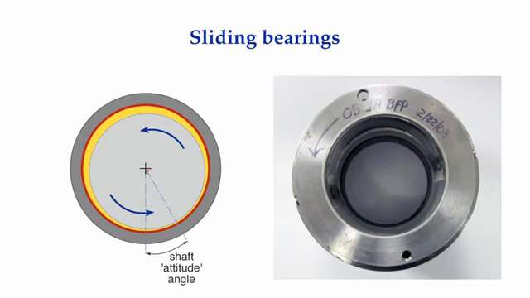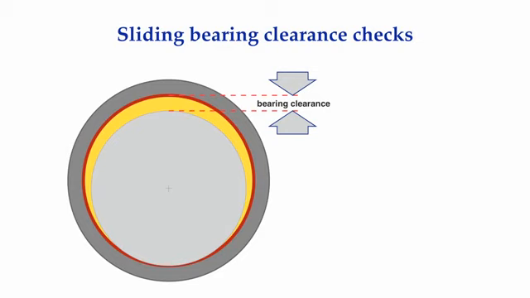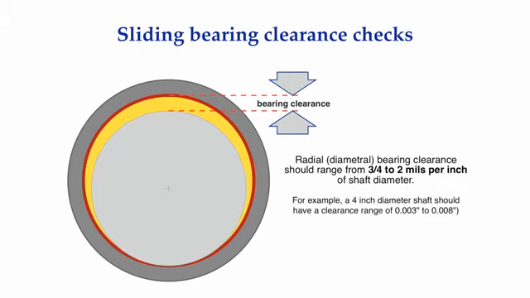Other common names for this type of bearing are journal bearings, plain bearings, Babbitt bearings, sleeve bearings, bushings, and tilt pad bearings. These types of bearings require a certain amount of clearance between the shaft and the bore of the bearing, often referred to as the radial bearing clearance. This clearance typically ranges between 3/4 of a mil to 2 mils per inch of shaft diameter. 1 mil is equal to 1/1000th of an inch.